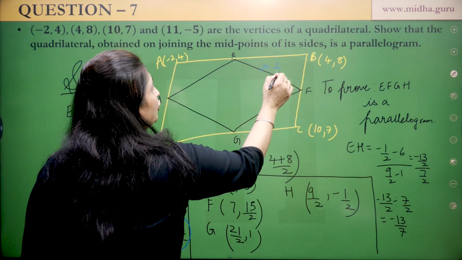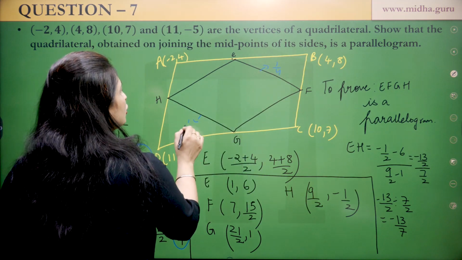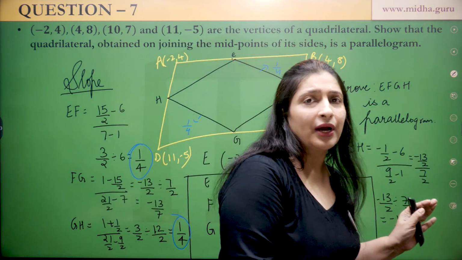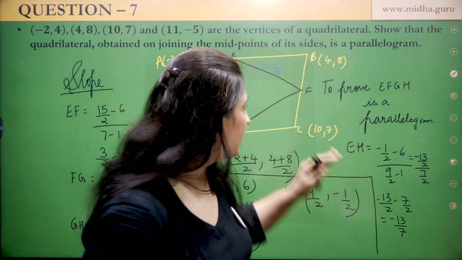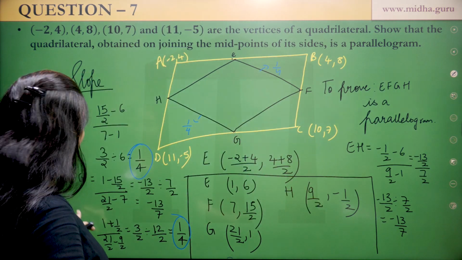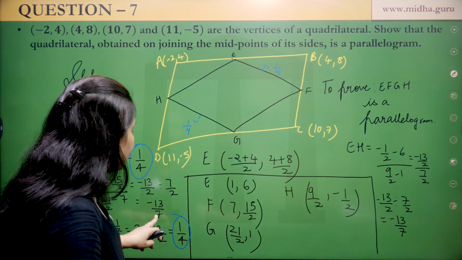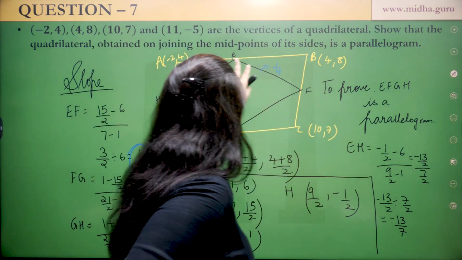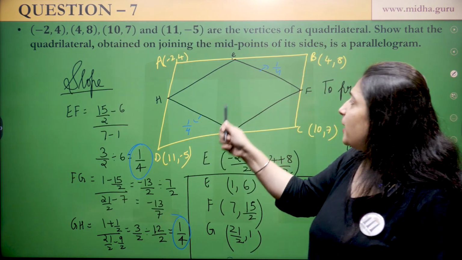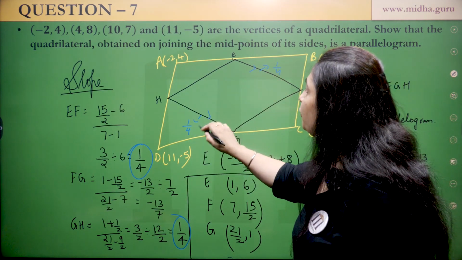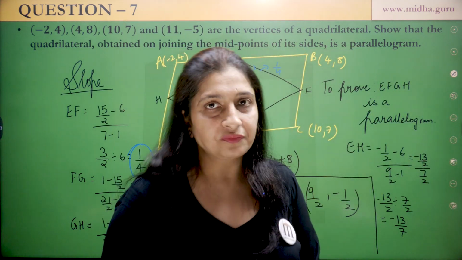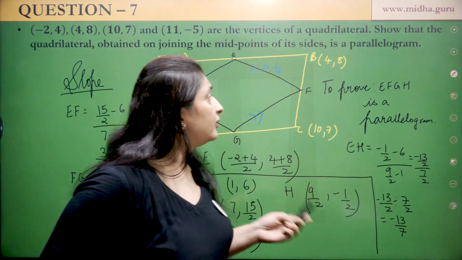So we can clearly see the slope of EF is 1 by 4. You write slope of EF is equal to 1 by 4. Slope of GH is equal to 1 by 4. Therefore, EF is parallel to GH, as I made you write in the last question, question 6. Similarly, you will write slope of FG is equal to minus 13 by 7 and the slope of EH is again minus 13 by 7. Therefore, these two lines are parallel. And now, if this is parallel to this and this is parallel to this, we have proved that EFGH is a parallelogram. We have proved again.